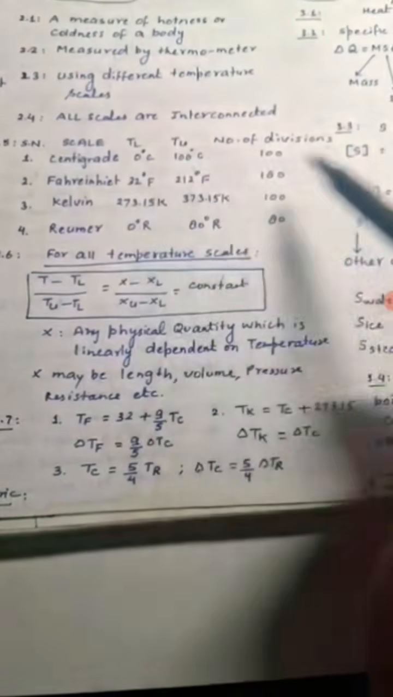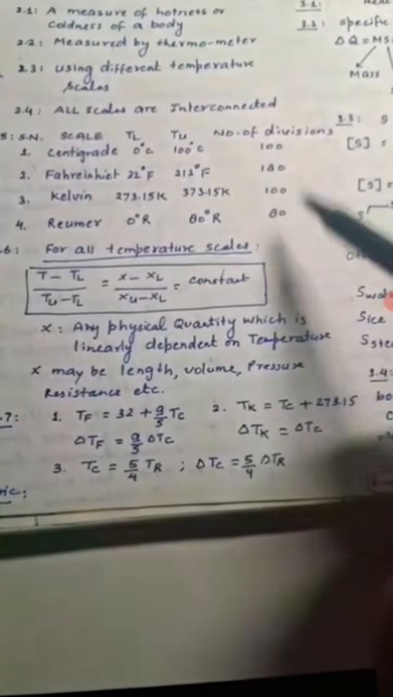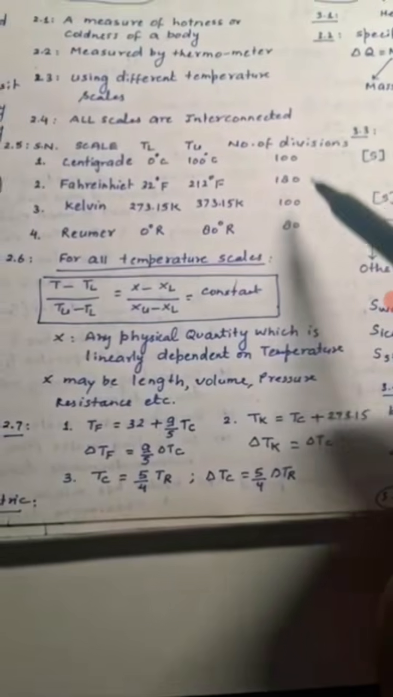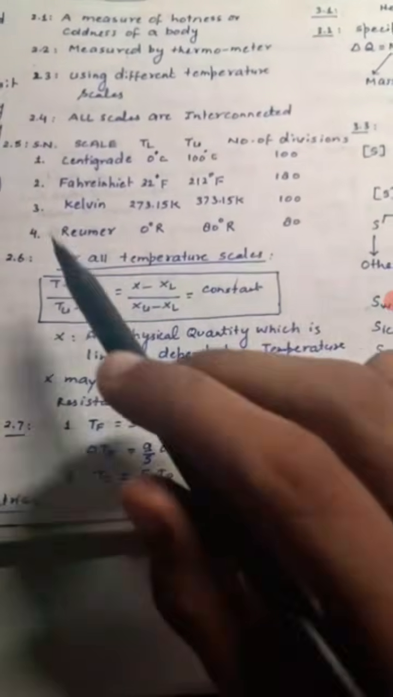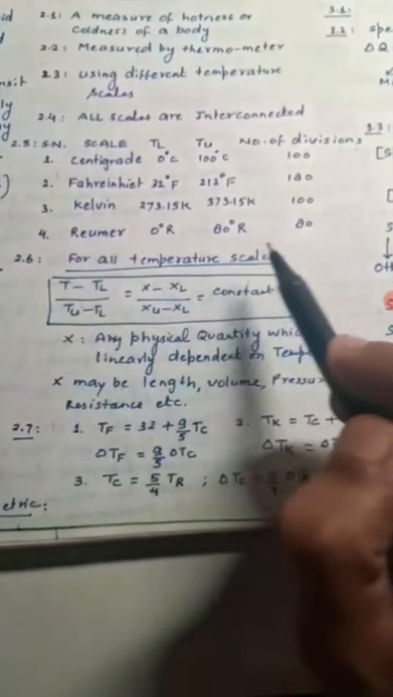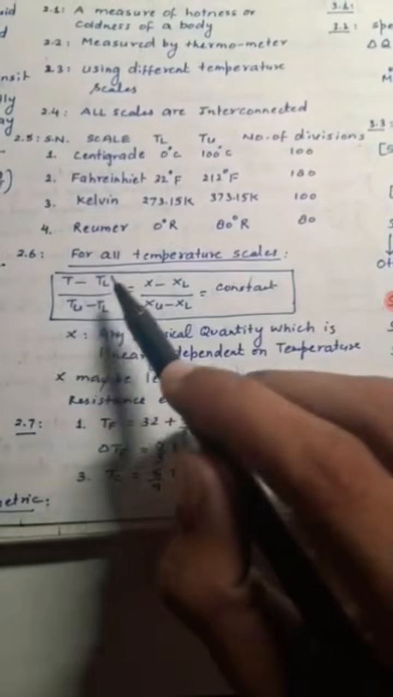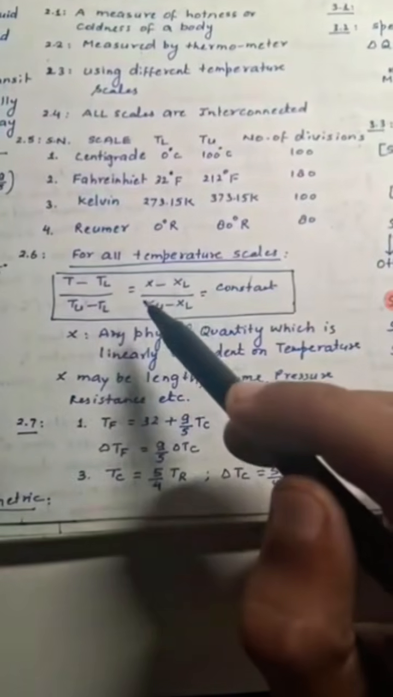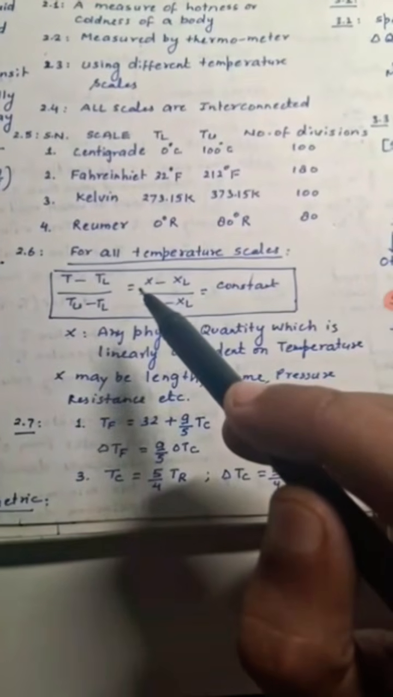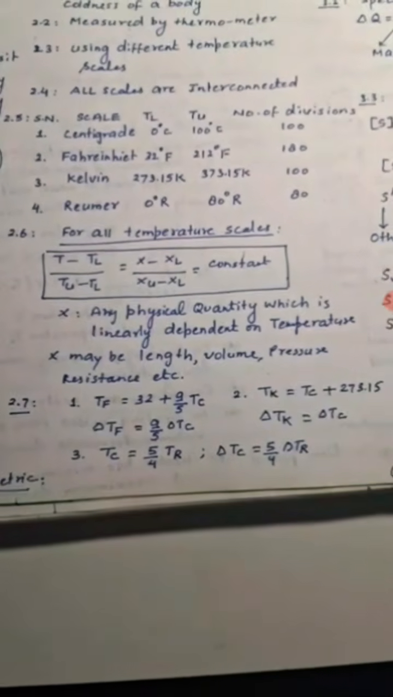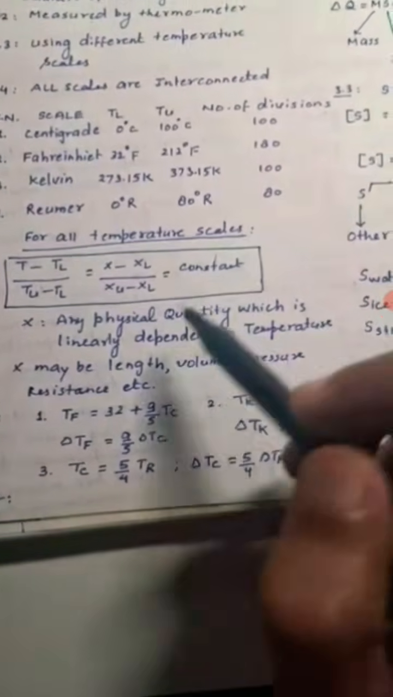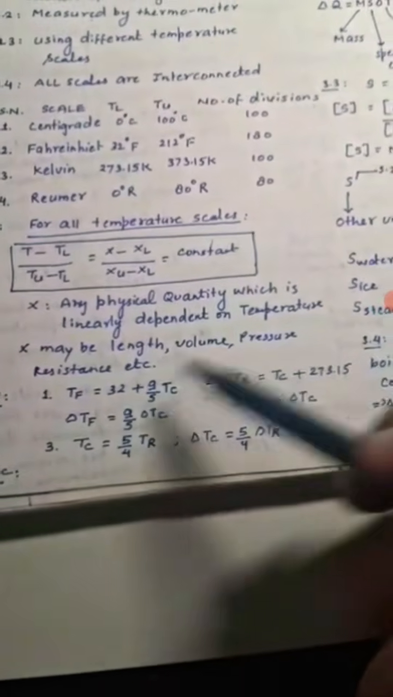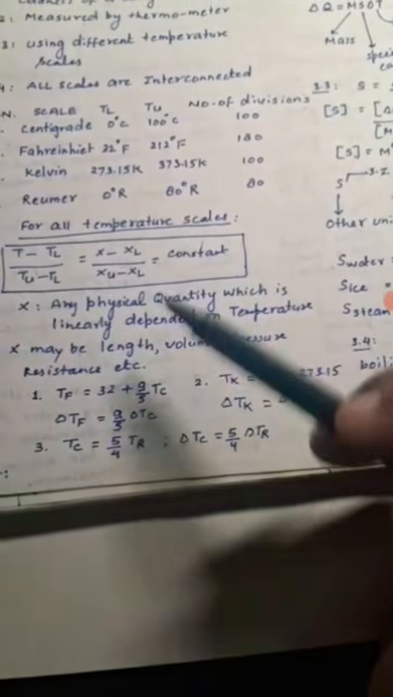And if you take the difference, the number of divisions are the differences between upper and lower values, so you can analyze that these are the number of divisions. Now there is an important concept that for all temperature scales, (T minus T lower) upon (T upper minus T lower) is constant for all. Now this can be related to any physical property like pressure, volume, length or even resistance of a platinum thermometer. So these are the cases, and this is the relation between various physical quantities.